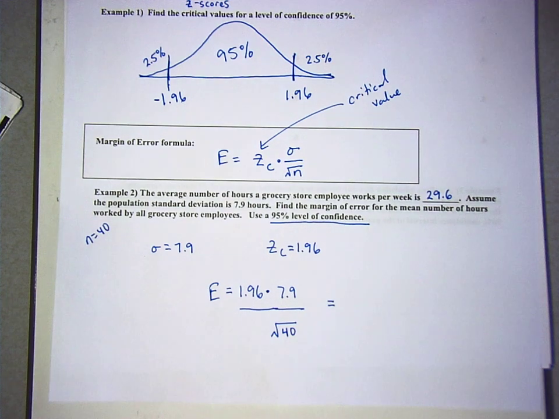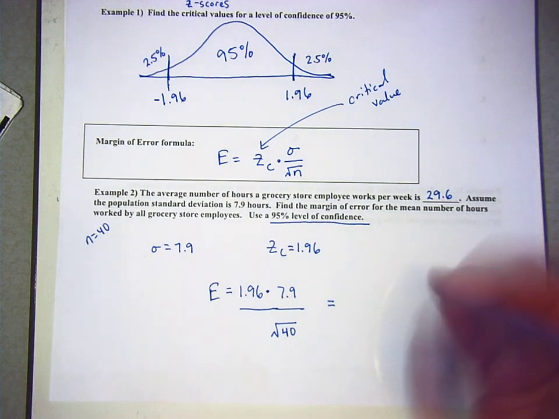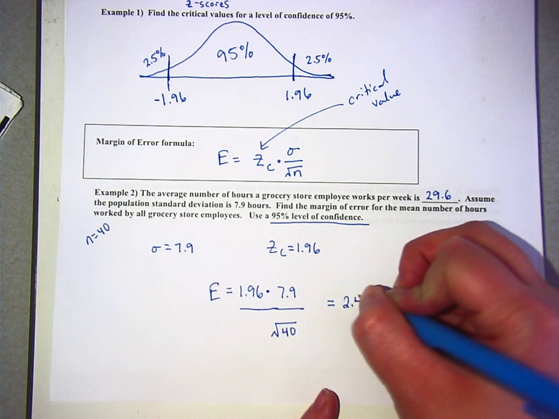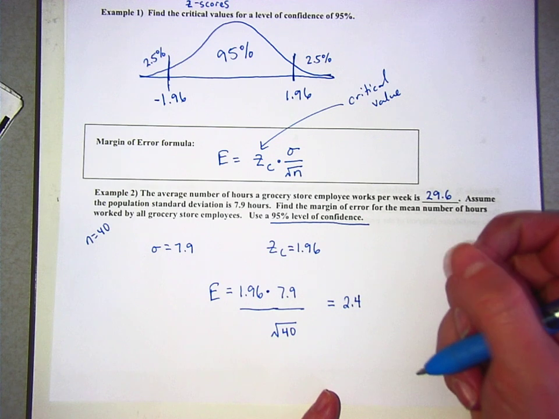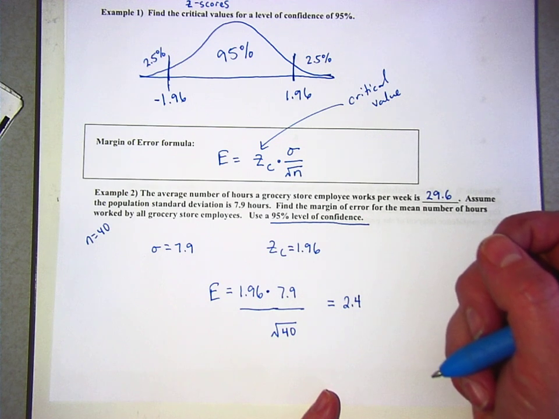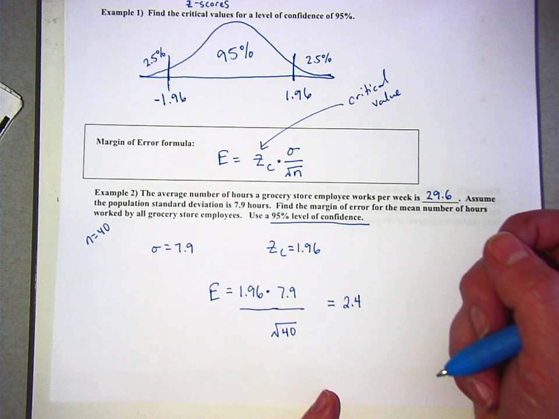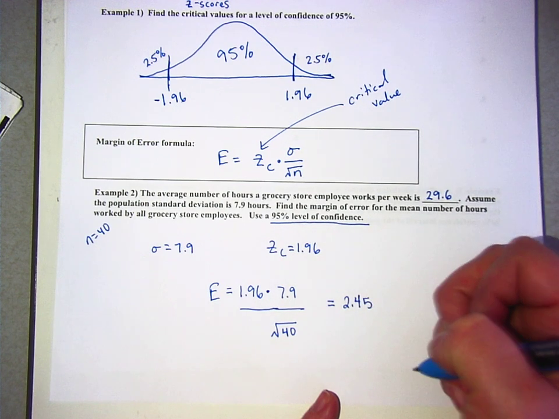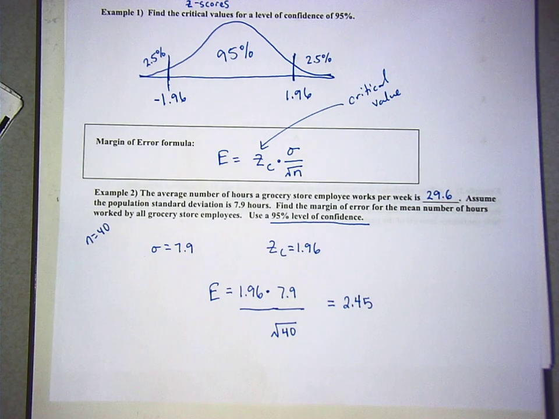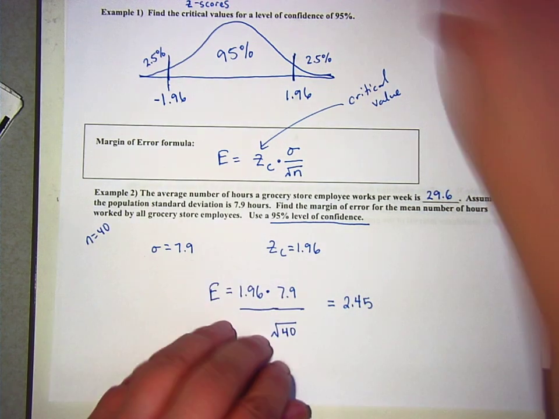Go ahead and put that in your calculator. You get about 2.45. Good. So that would be the error. All right, go to the second page, and I'll show you how this is used.